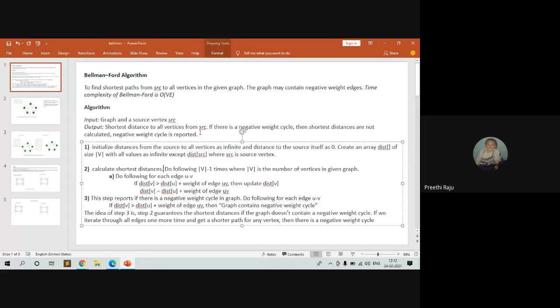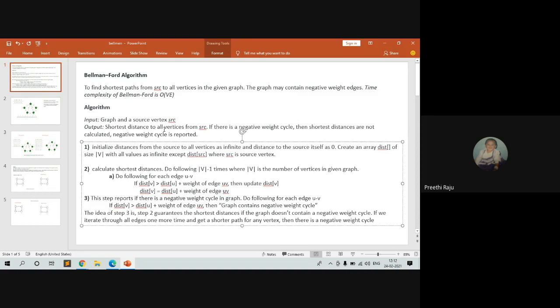And then let us discuss the algorithm. How should we calculate the shortest path? First, we have to initialize the distance. If there are five nodes in a given graph, then we have to do four iterations, which means V minus one iterations. Only then we'll get the correct shortest path distance for each node.